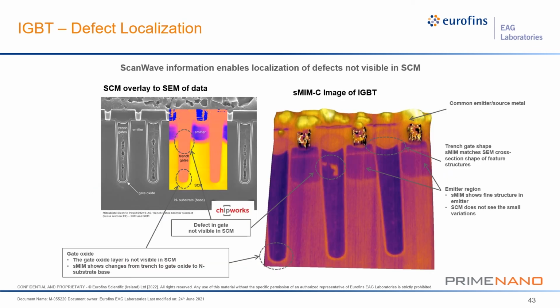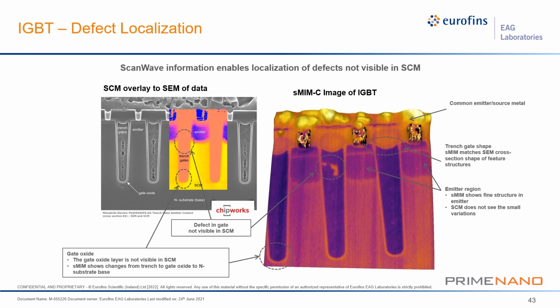This is an example of an IGBT defect localization that was done. The SEM here in the background is just for representational purposes, so you can get an idea of the overall device structure itself. The SMIM-C image on the right can show the defects in both the insulator as well as the gate region. It's important to realize too that you also get information about the doping in the emitter region here, and you get details in this that SCM isn't able to show us.